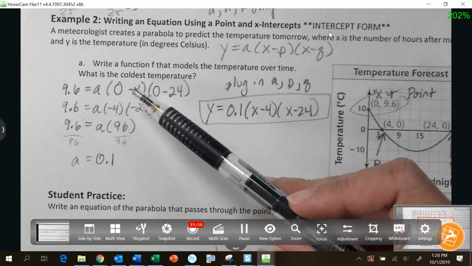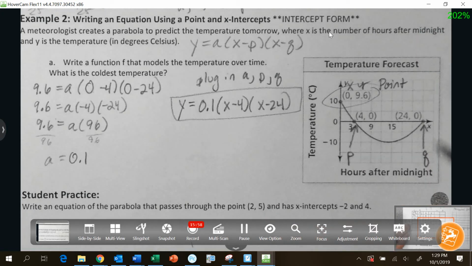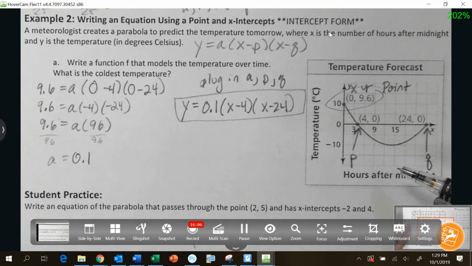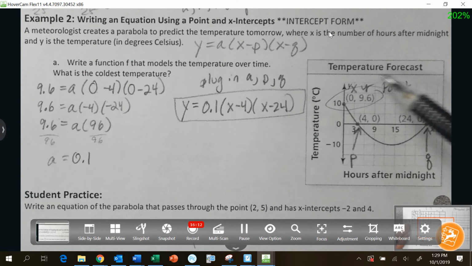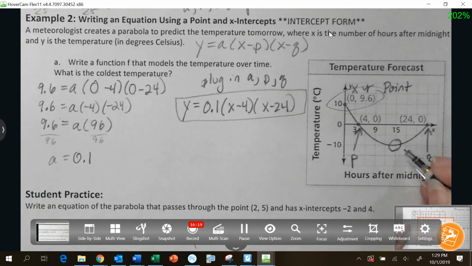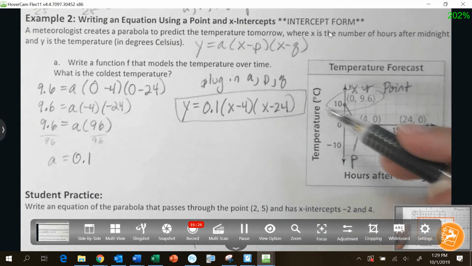This says, what is the coldest temperature? Over here, how do we find the coldest temperature? Tell me about where's the coldest temperature on this picture. The vertex. It's somewhere around here. It is at the vertex. So we need to find the vertex.